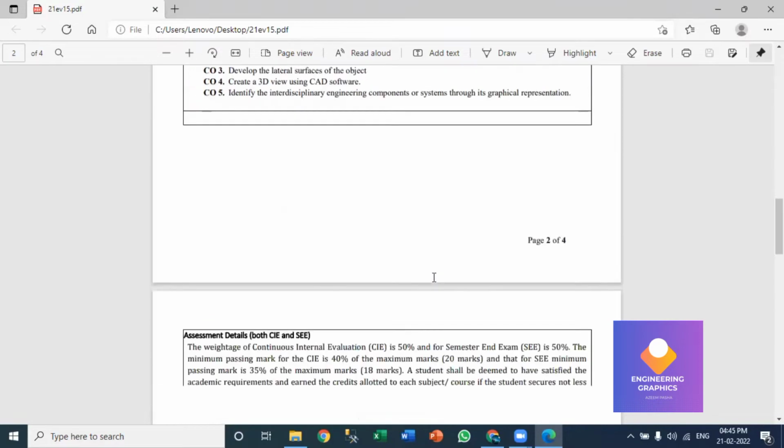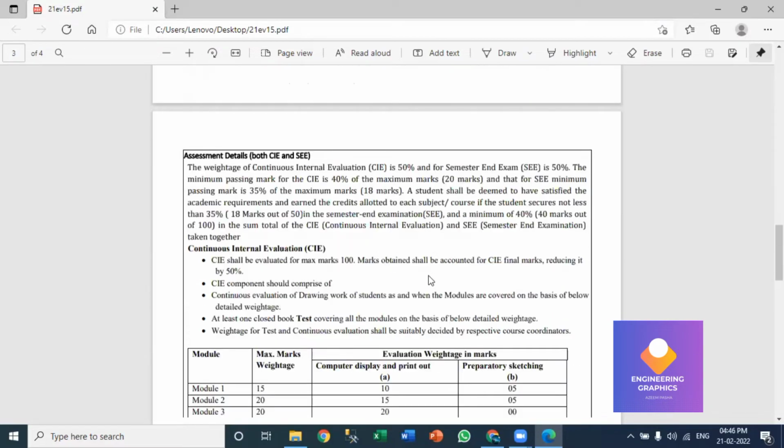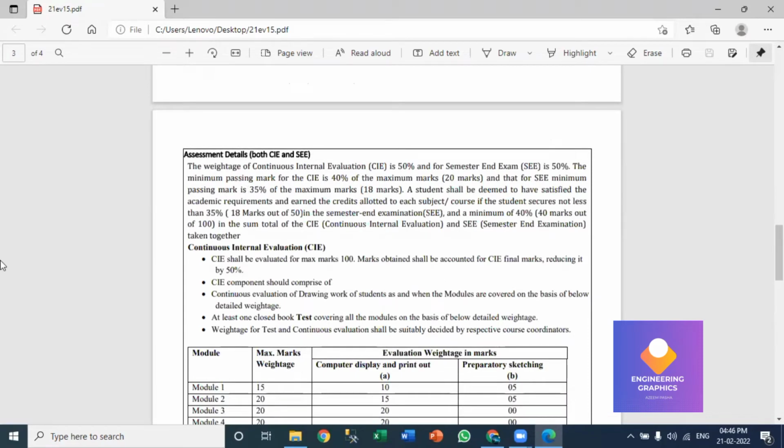That is, for internal we are going to consider this module 5. Okay, so now you see how the assessment will be done for both CIA and SEE. Both internal and external are for 50 marks, that is 50%. In the internal you should score at least 40%, that is 20 marks. And for the SEE you should score 35%, that is 18 marks. So totally, when you take collectively, you should have a minimum of 40 marks out of the 100.